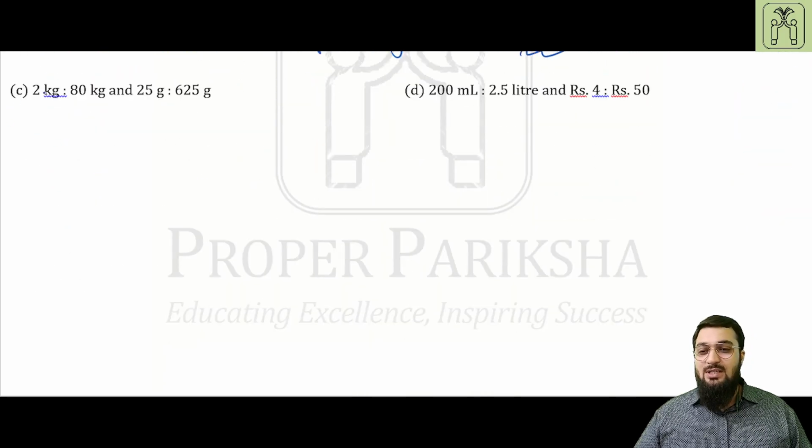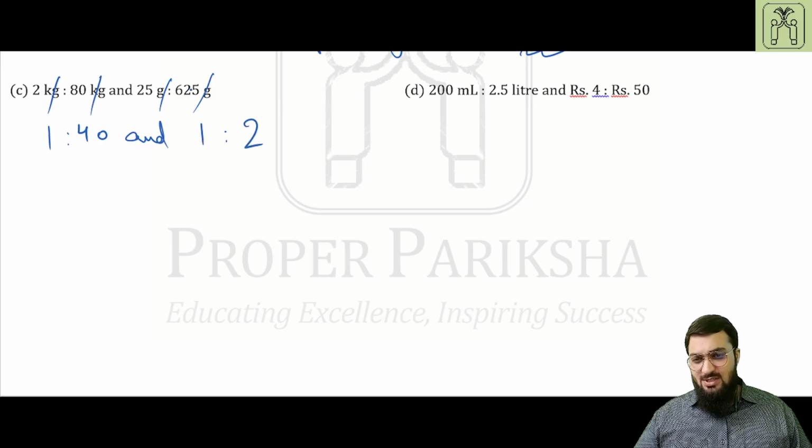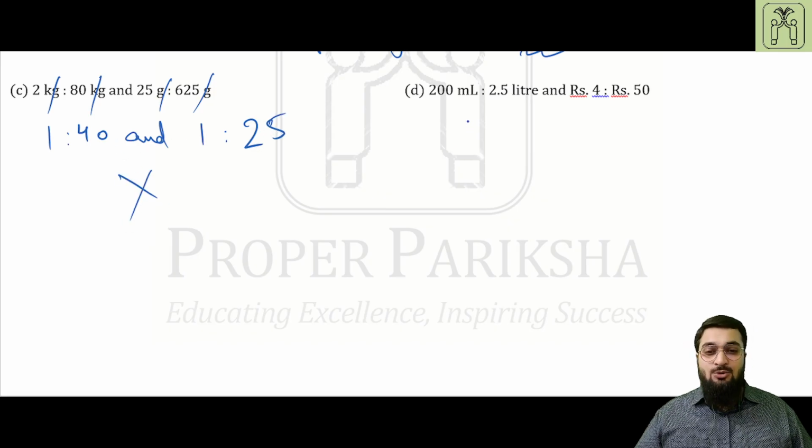Coming to part C, kg cancels out, gram cancels out, 2 is to 80 is equal to 1 is to 40, and 25 is to 625 will be, it is definitely being cancelled out by 25, so this will be 1, and 625 divided by 25 will be 25. So 1 is to 25 and 1 is to 40, not in proportion.